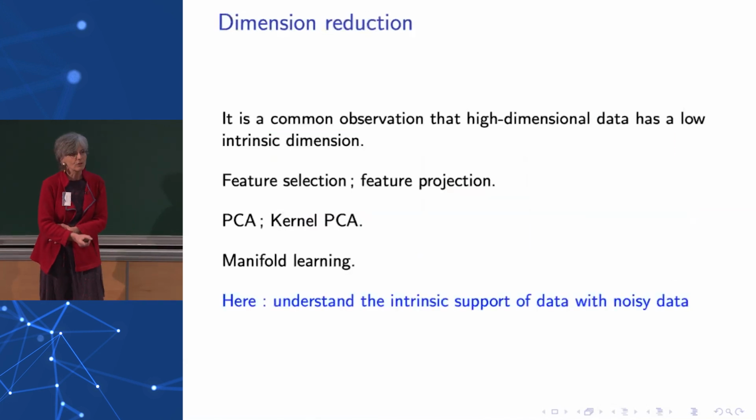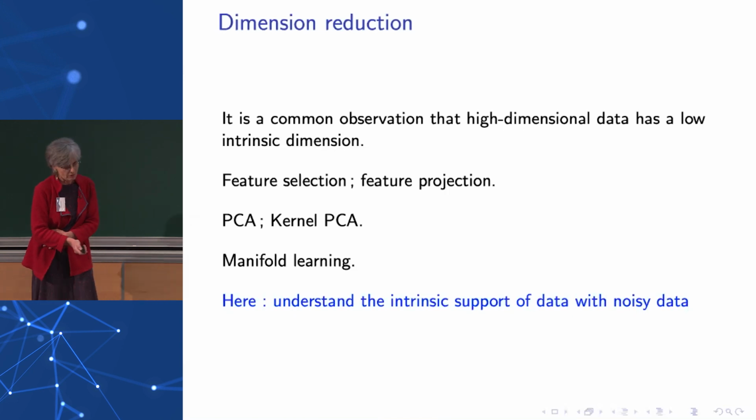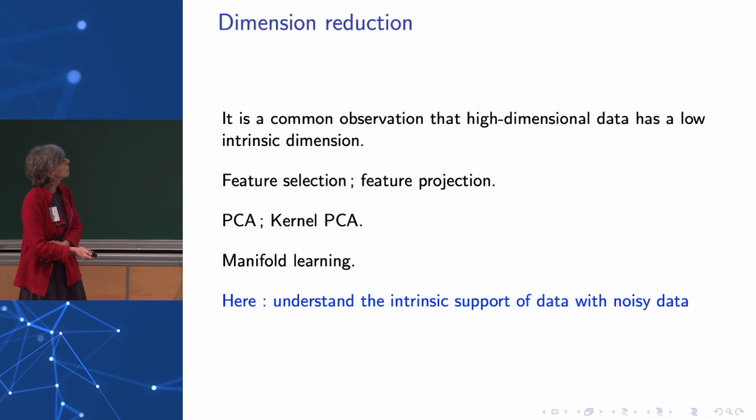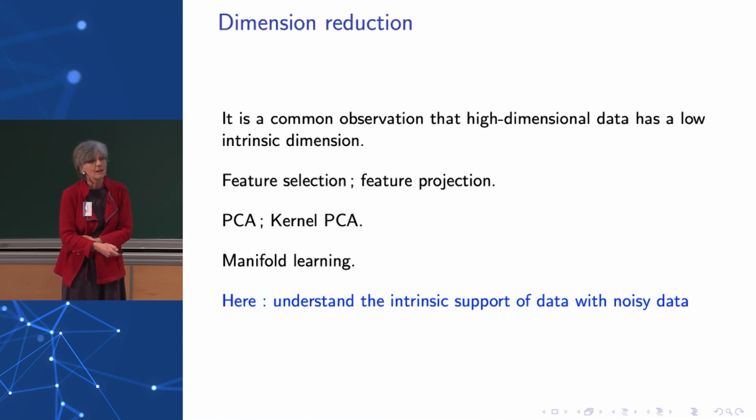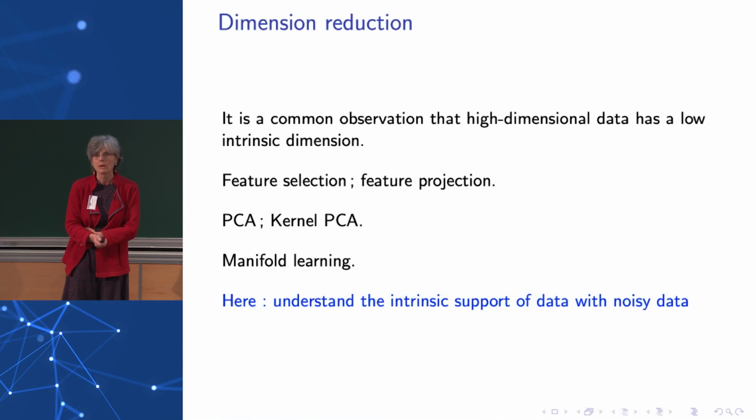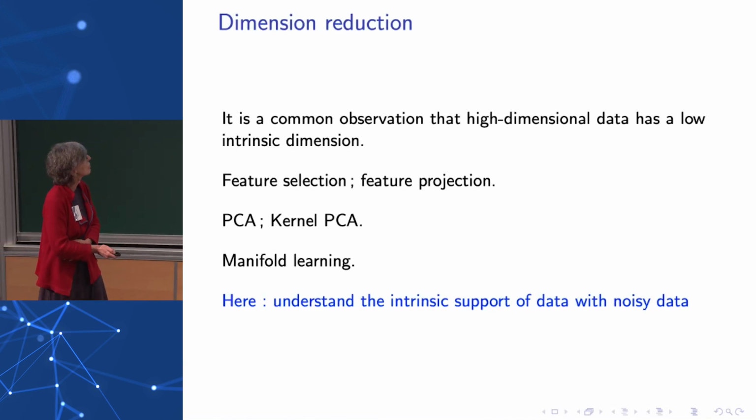So the general idea is that high-dimensional data have a low intrinsic dimension. So it's a known subject that you have to deal with, to make a dimension reduction, either because having too many dimensions makes learning very difficult, or because you want to learn explicitly what is the support of your data. So there are many methods that have been developed through the years.